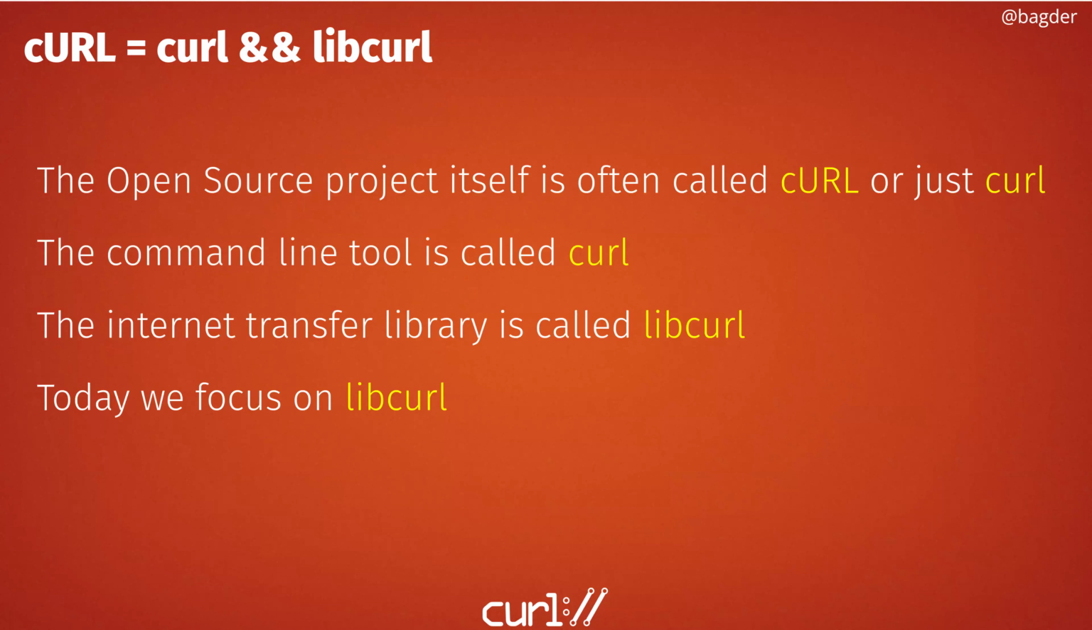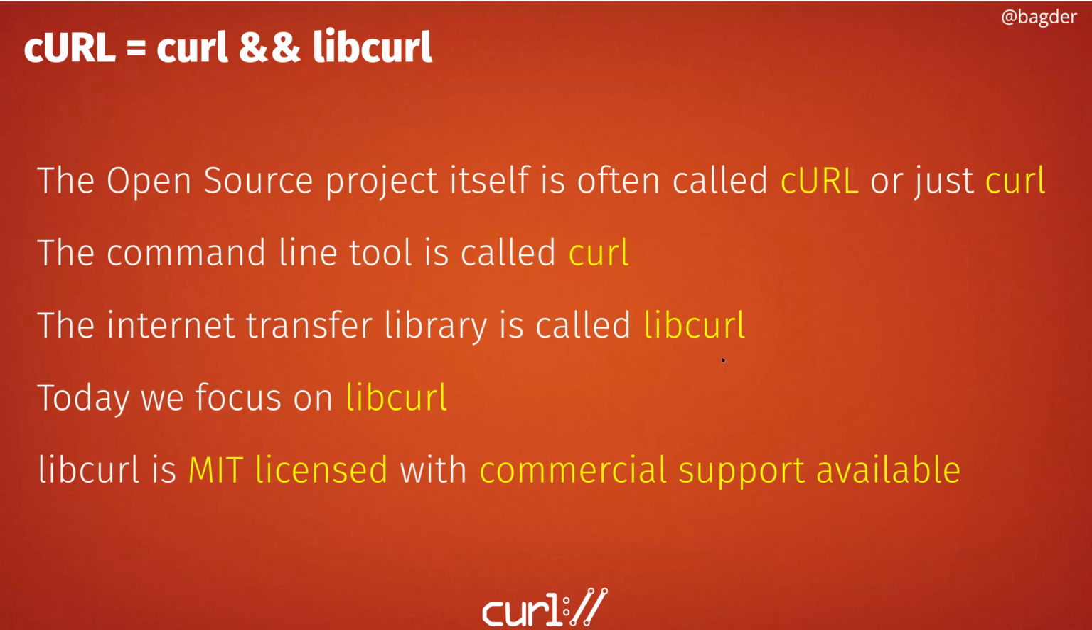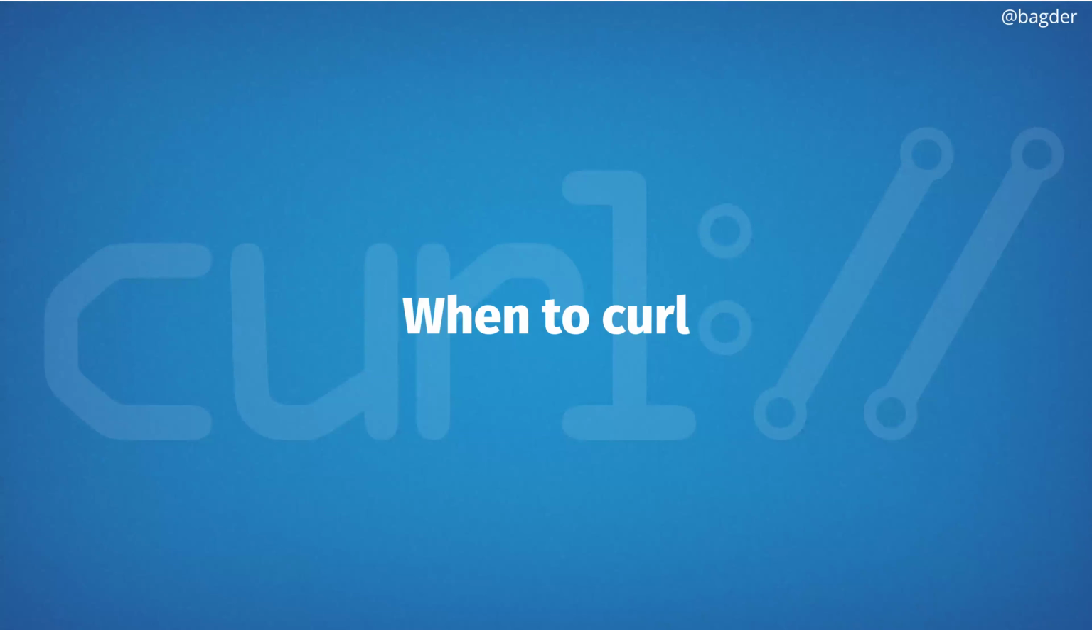And today, I want to emphasize that we're talking about libcurl, the library with the API, how to do internet transfers in your application, really. Libcurl is MIT licensed. It's not strictly MIT, but essentially it is next to an MIT license. It has the same conditions. It's actually a tweaked MIT, so it's not exactly identical, but still it's the same. And of course, there's commercial support available. I'll get back to that quickly in the end too.